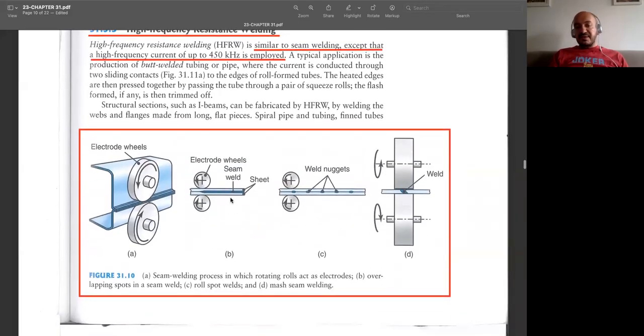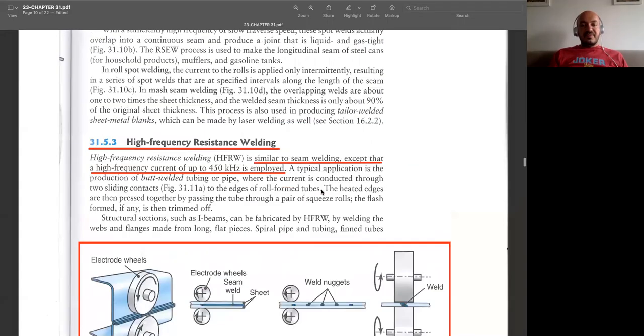And depending on, let's say, the frequency of your currents, you may have gaps in between the nuggets, or you may not have gaps. That is a kind of an overlapping. Obviously, the strength of this one is better. So depending on your overall requirements, you may increase the frequency of your currents, or you may decrease the current flowing through these electrodes.